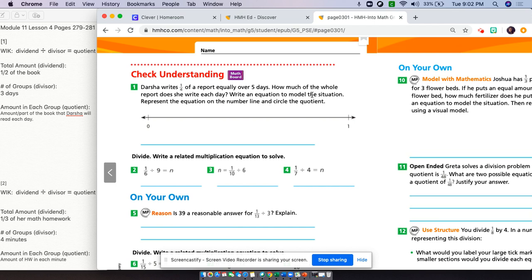It wants you to write an equation and model the situation, and then finally represent the equation on the number line and circle your answer, aka the quotient. And then finally, for numbers 2, 3, and 4, you are dividing. Remember the rule: keep, change, flip. Okay? Don't be confused by this one. It's the same thing: keep, change, flip.